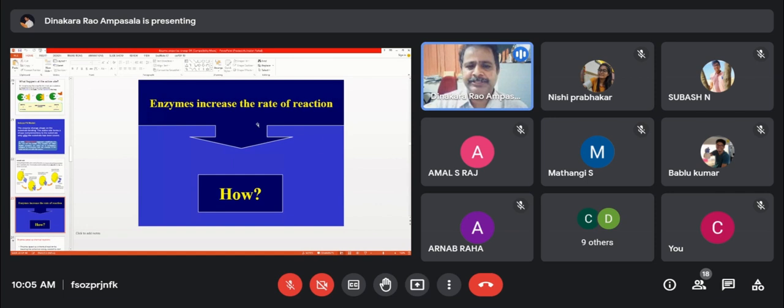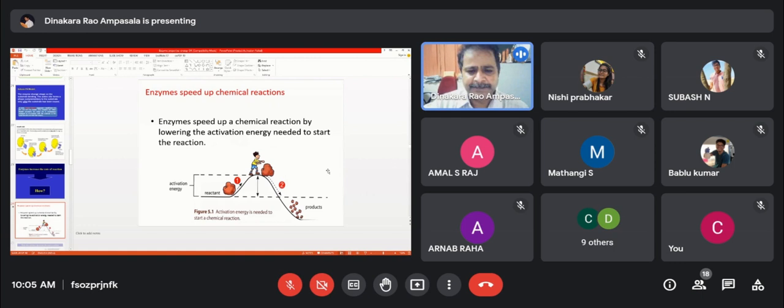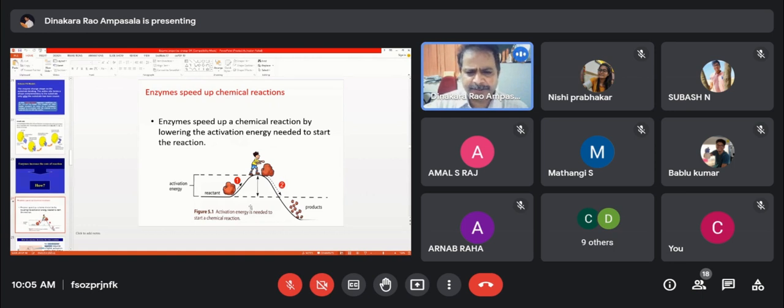So how do these enzymes increase the rate of the reaction? How do they enhance the rate? Take any reaction, for example, a substrate converting into a product. It needs some force to start the reaction, and that force we call energy. Once the force activates this molecule into a kind of activated molecule, this activated molecule slowly converts into a product.